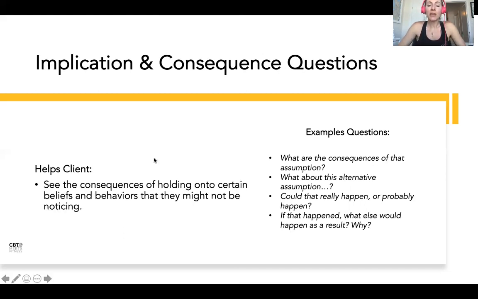Another category is implication and consequence questions. Obviously when we believe something, there sometimes can be a consequence. And by holding on to that belief, we want to know what consequences could happen. How is that helping their beliefs and behaviors, or is it not at all? And what are the consequences of not noticing? Some example questions might be, what are the consequences of that assumption? What are the consequences of you assuming that you're overweight or your husband doesn't find you attractive? What about this alternative assumption?